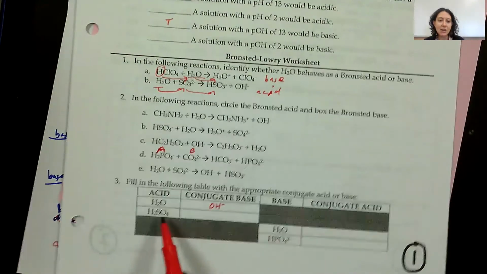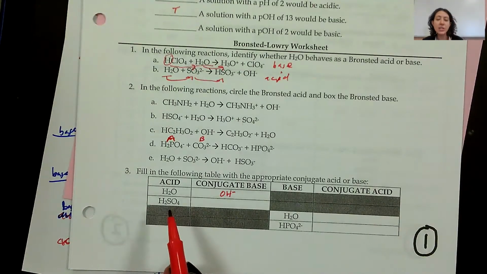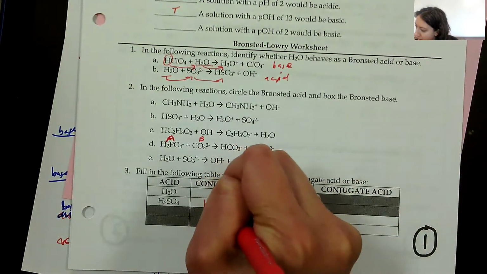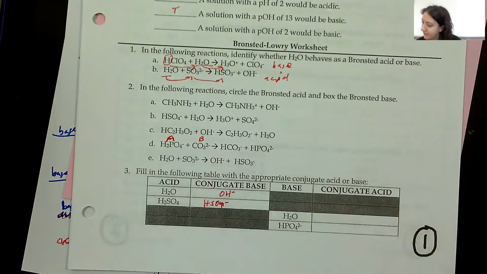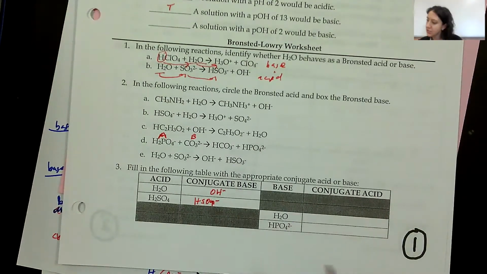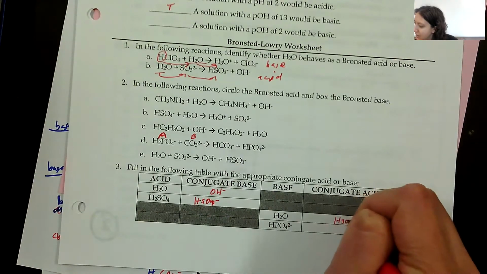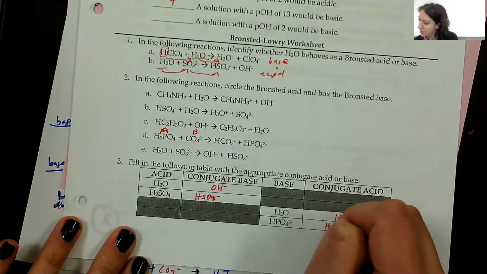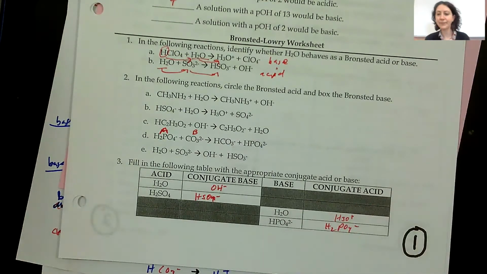We have an acid here. What happens after it gives up a hydrogen to turn it into a base? It's going to be HSO4 with a minus charge. Same thing here. We've got a base. What happens after it's taken on a hydrogen? It's going to be H3O plus. And what happens if HPO4 2 minus has been a base, it's grabbed a hydrogen? It's going to be H2PO4 minus.